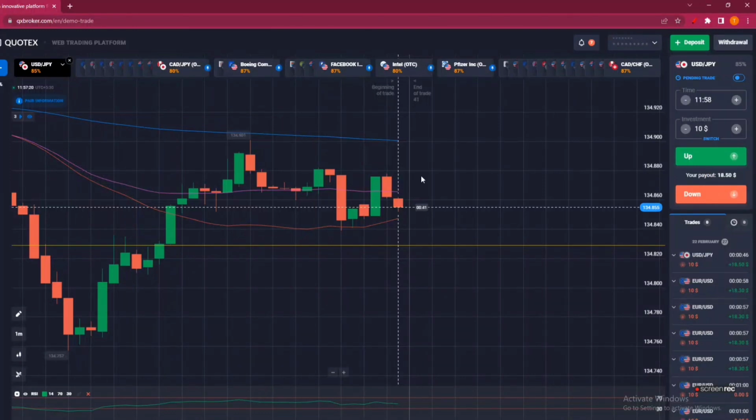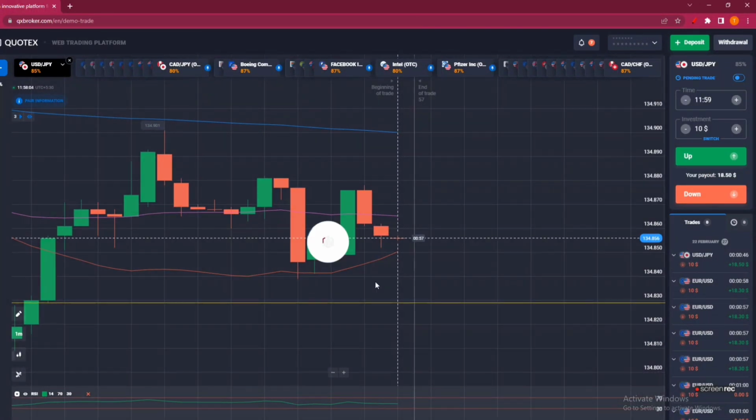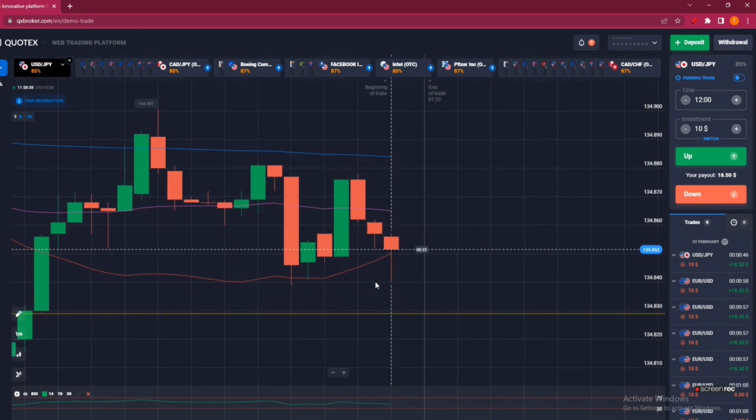So after the demo account, then you can invest a little bit, to control your emotion. Okay, these are the things.